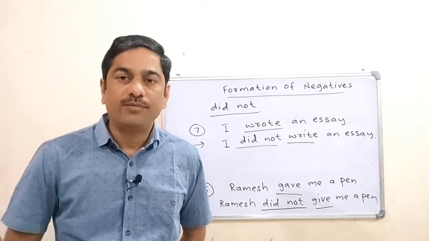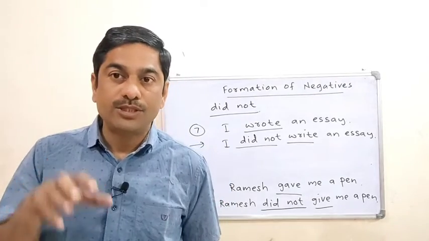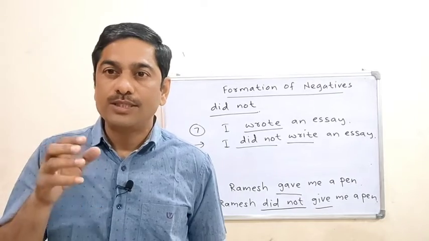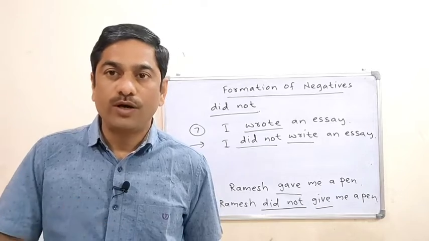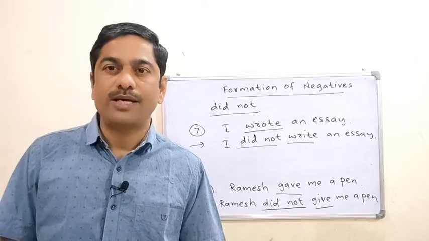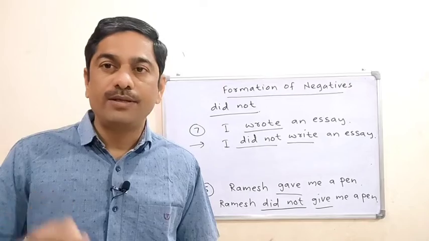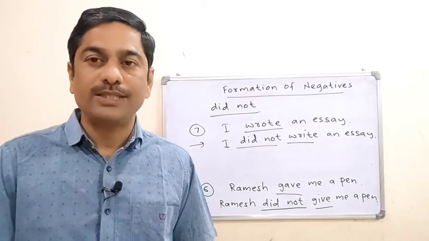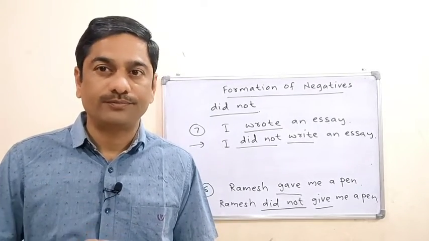For framing negative sentences, if a special verb, that means an auxiliary verb, is available in the affirmative sentence, then you will just add not after the auxiliary verb. We all know that there are 24 auxiliary verbs. If an auxiliary verb is not available in the sentence, then you will make use of do not, does not, or did not.